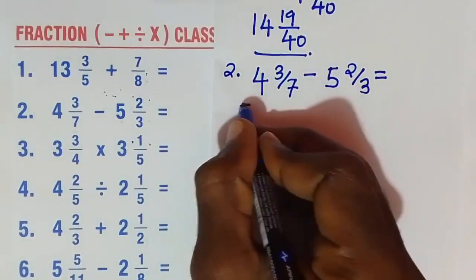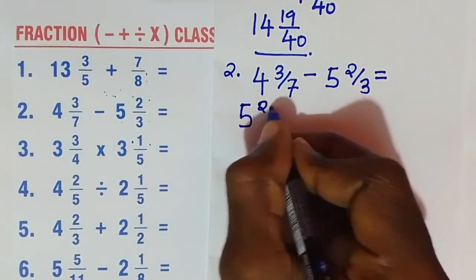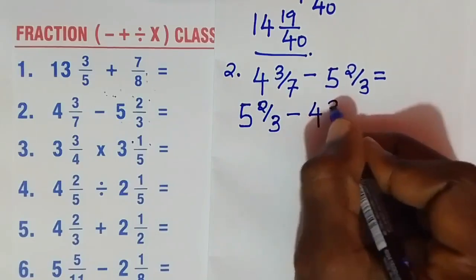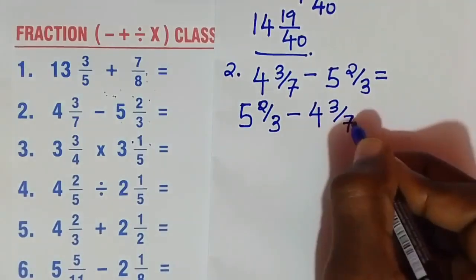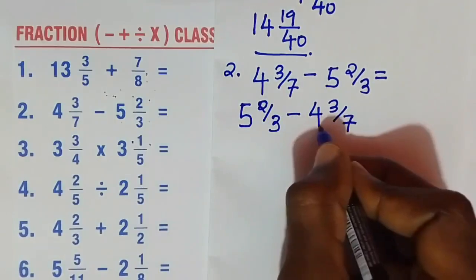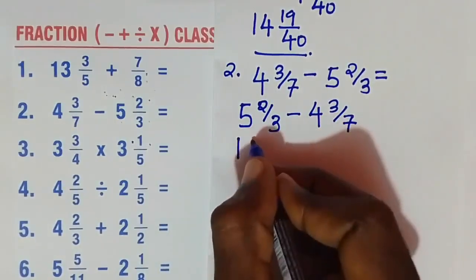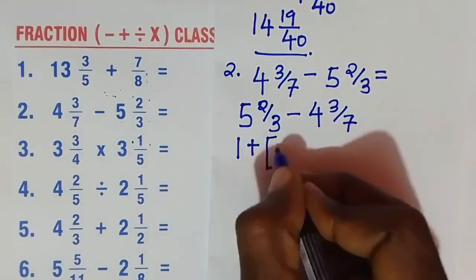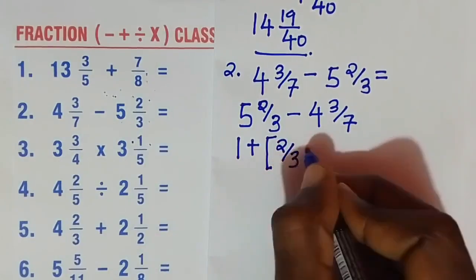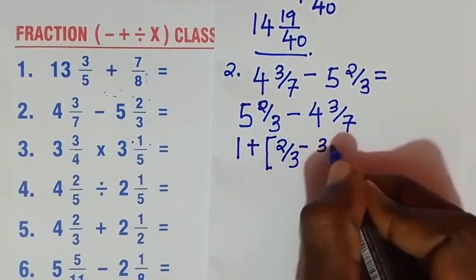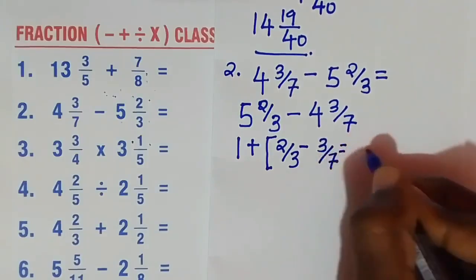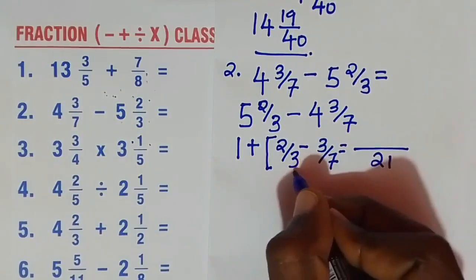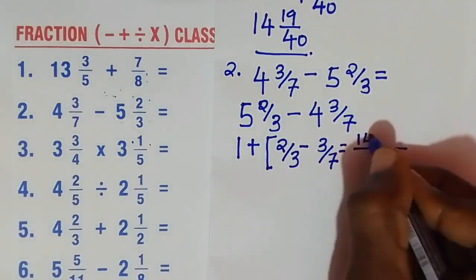So we are going to take 5 2 out of 3, take away 4 3 out of 7. The whole number, take away whole number, we are going to remain with 1. Plus, we'll take fraction, take away fraction. That is 2 over 3, take away 3 over 7. The LCM is 21. 21 divided by 3, 7. 7 times 2, we get 14.